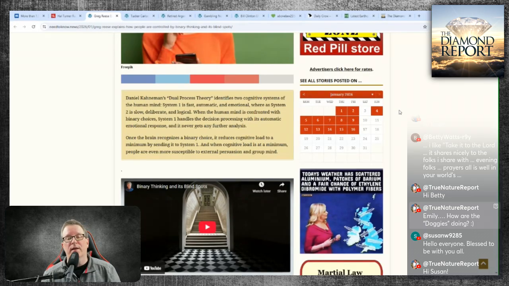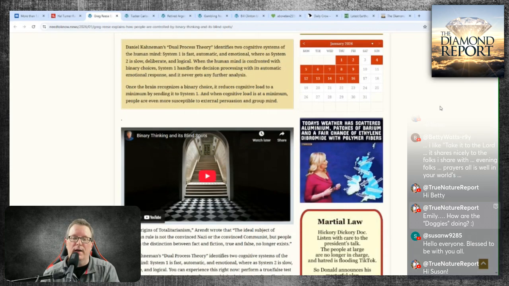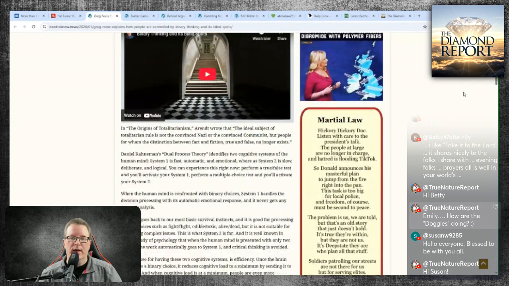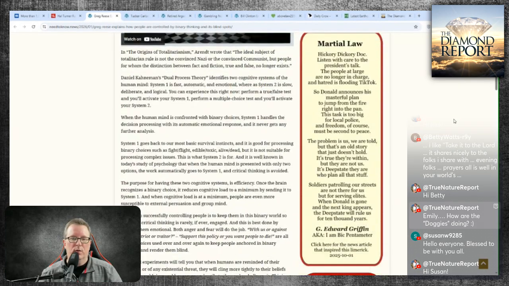Once the brain recognizes that there is a binary choice, it reduces cognitive load to a minimum by sending it to System 1. And when cognitive load is at a minimum, people are even more susceptible to external persuasion and group mind. Yeah, so that's why they want to keep us in the System 1, as they're calling it here, in the brainstem functionality, where we are just reacting. So that explains the binary thinking. I think that's a pretty good way of describing it.